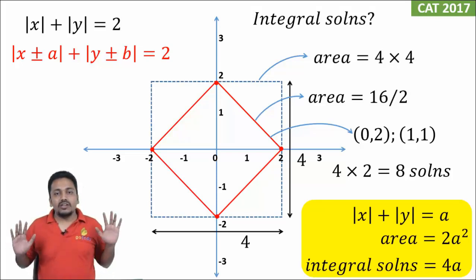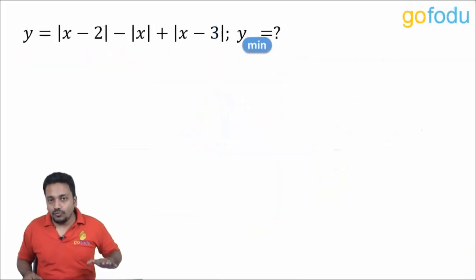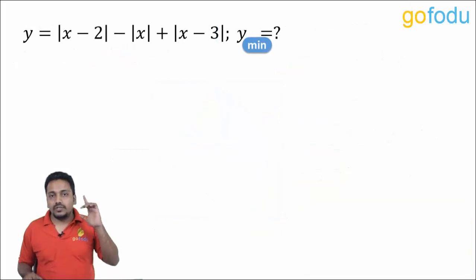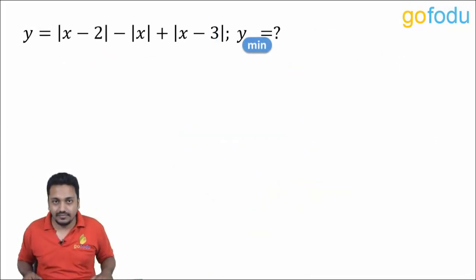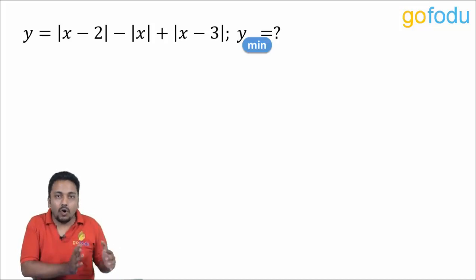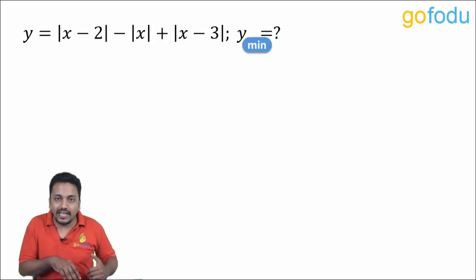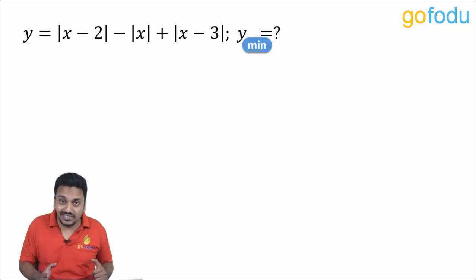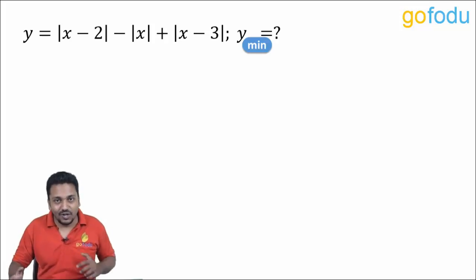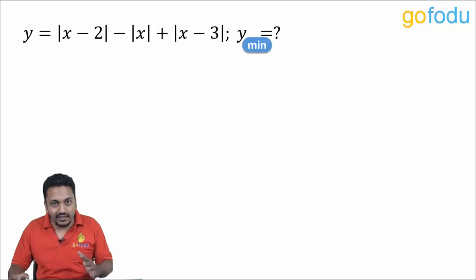Now we are almost done with modulus graphs. One last thing though. What would be the minimum value of this expression? Minimum occurred at the middle critical point, right? This was when we had all the pluses between the mods. Here we have |x - 2| - |x|. Now for this question, we'll first draw the graph and then the method will be clear to you.